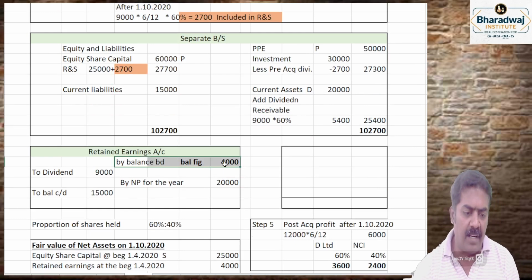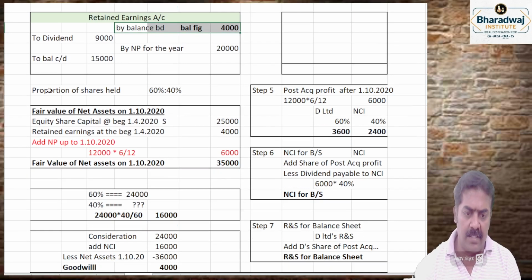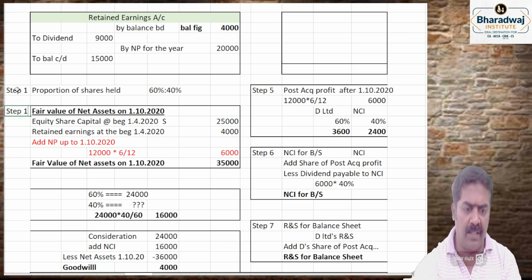So opening balance, we get it as a balancing in the question. Okay, we'll work out the other steps for the consolidated balance sheet. Proportion of shares held, 60%, 40%. Step 2, we want fair value of net assets on 1/10/2020.